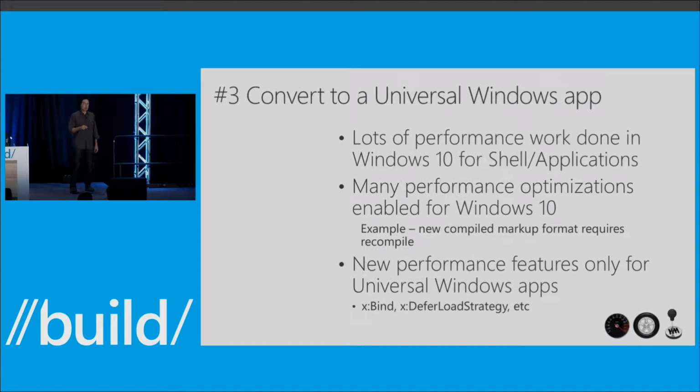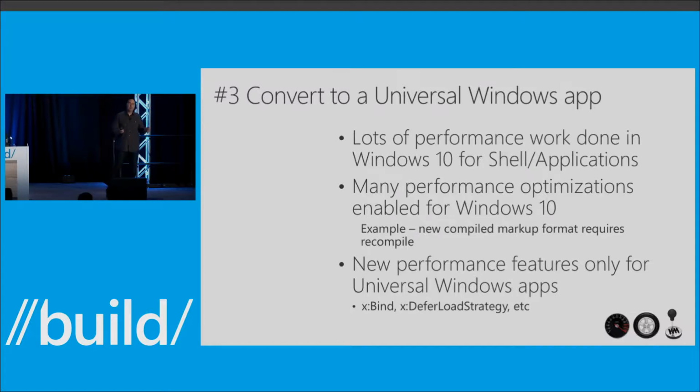Guideline number 3, convert to a universal Windows app. Why? In this release, my team has done a lot of work to optimize XAML to meet the performance needs of the shell and all the inbox applications. And a lot of our optimizations are only enabled for Windows 10.